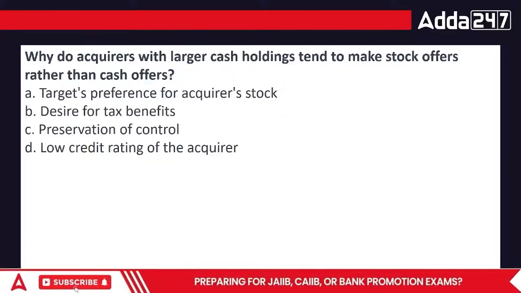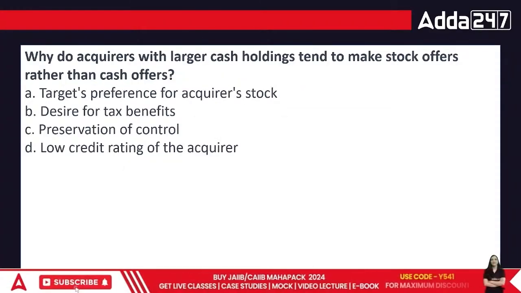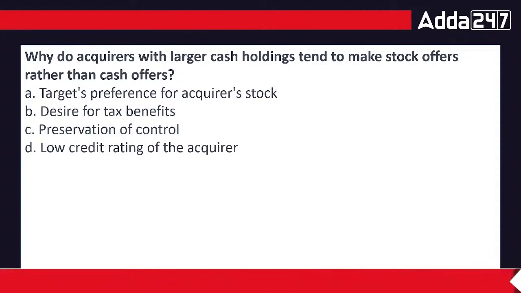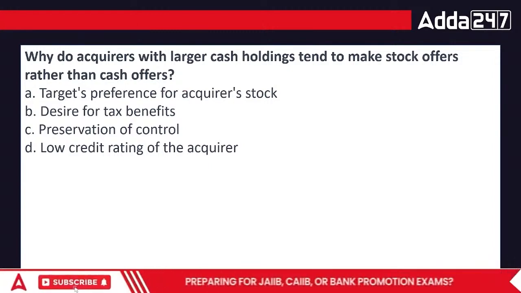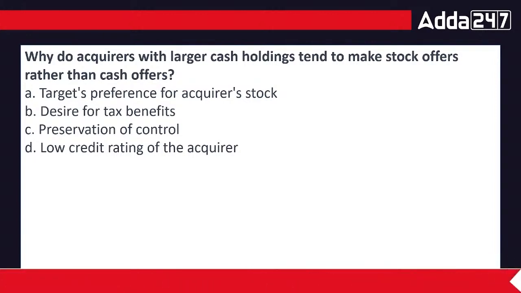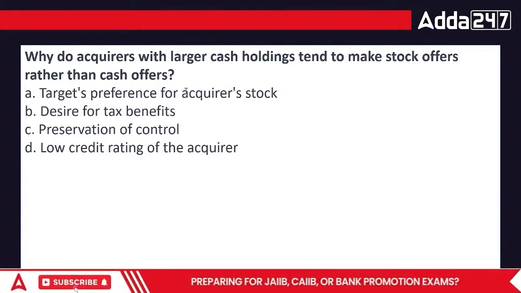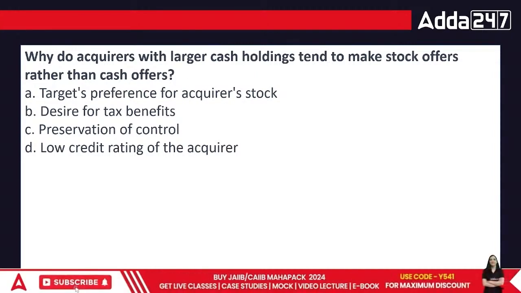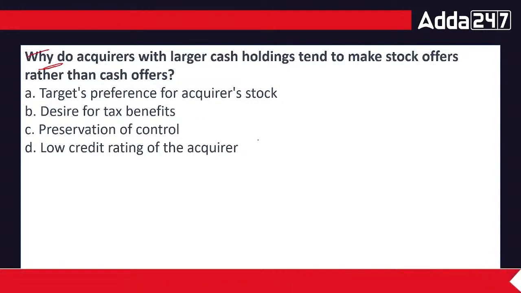Why do the acquirers with large cash holdings tend to make stock offers rather than cash offers? Target preference for acquirer stock, desire for tax benefits, preservation of control, or low credit rating of the acquirer. If you have low credit rating, then obviously the chances are less that someone else will basically take your money or involve with your company. So technically, this is something I'm ruling out altogether.